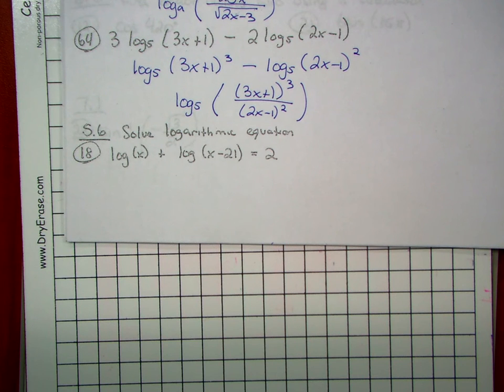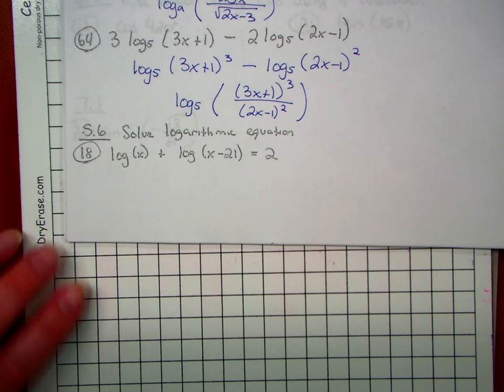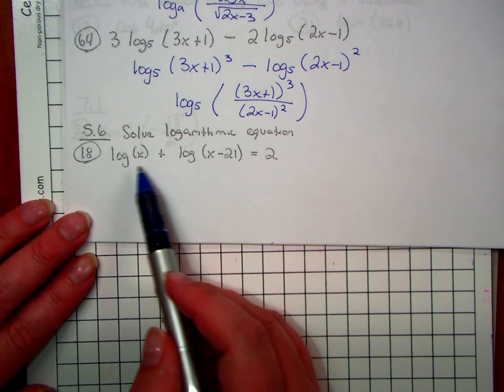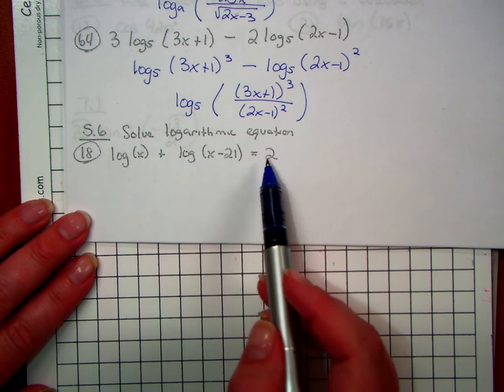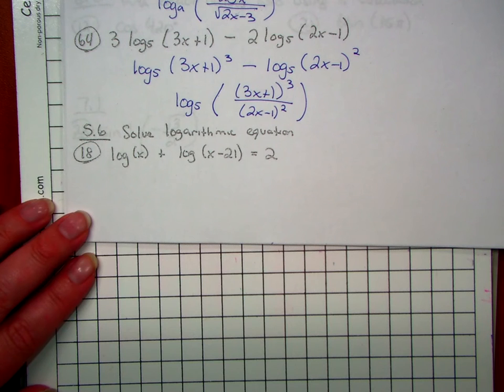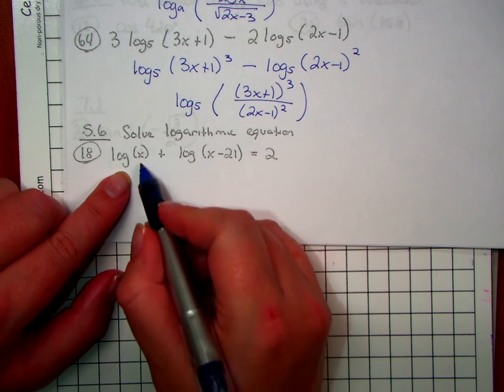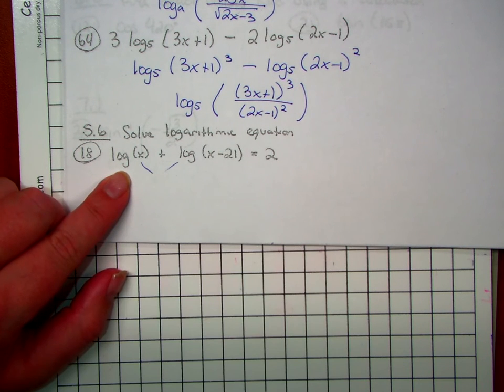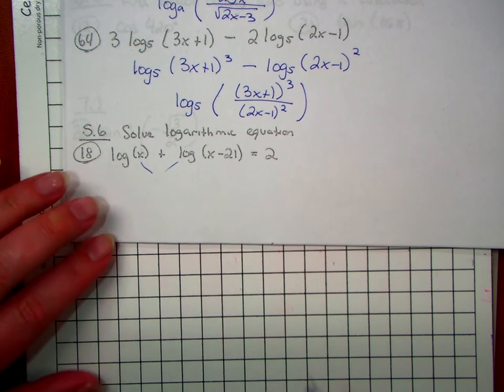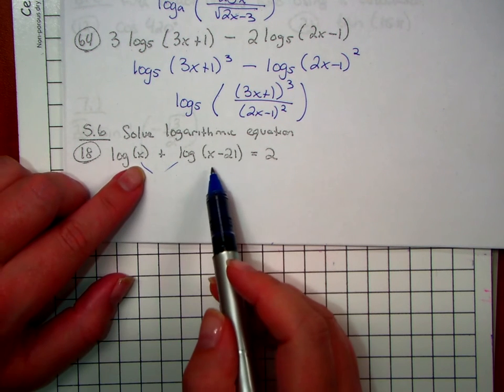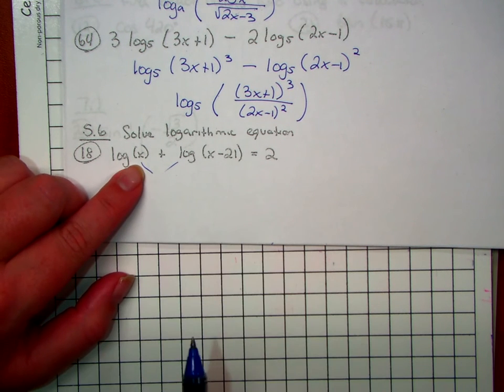You must be able to solve a logarithmic equation, right? So we have log x plus log x minus 21 equals 2. We need to cancel this logarithm, but before we do that, we've got to combine these. We need to add these logarithms together. The way we add logarithms together is we multiply the arguments.